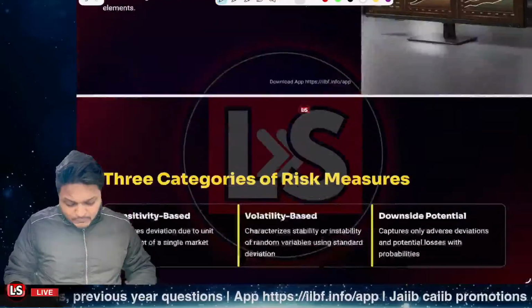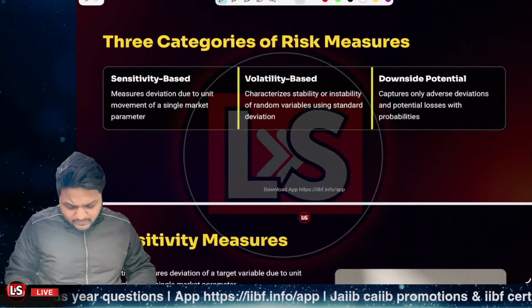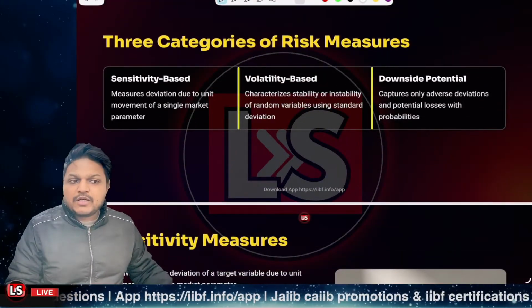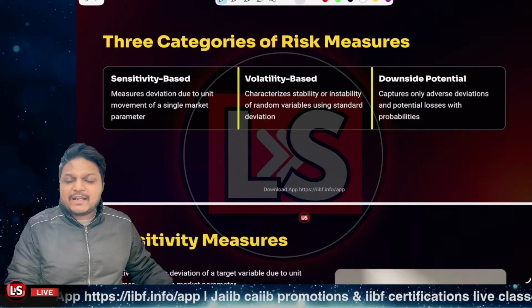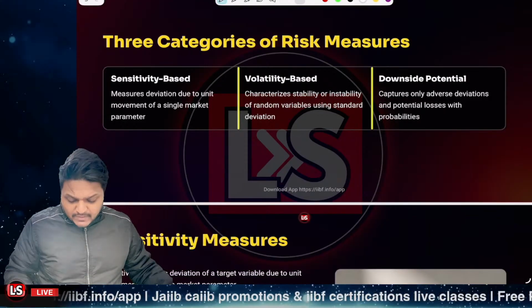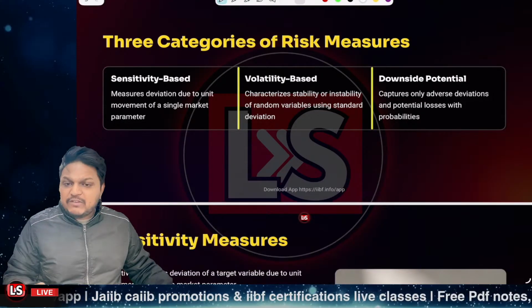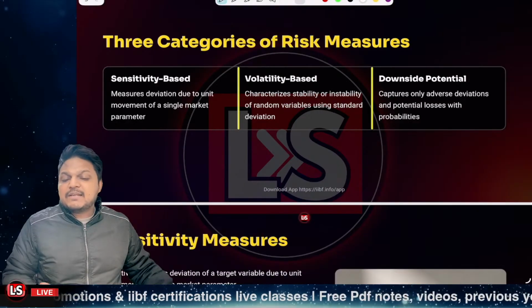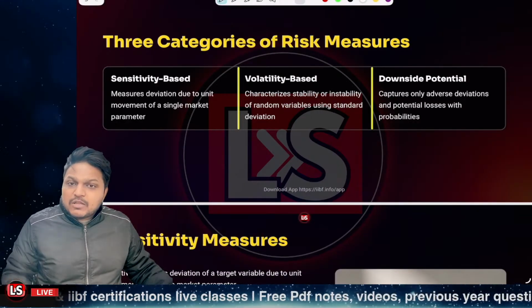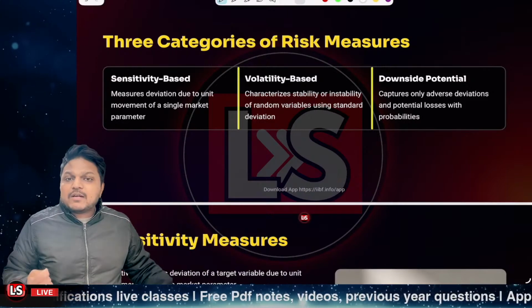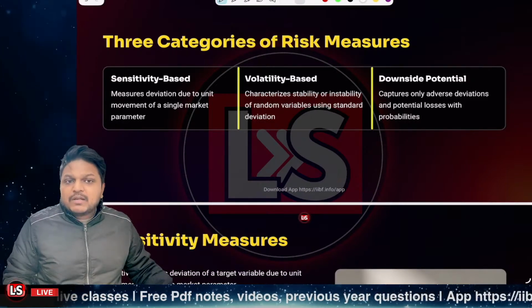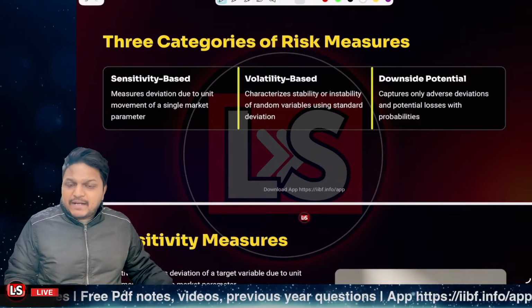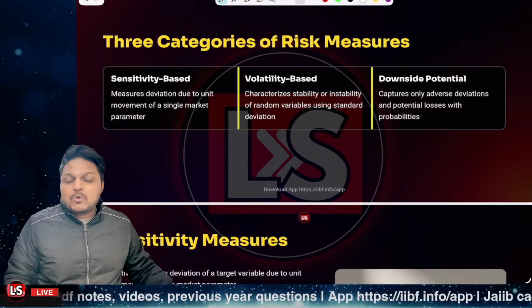And now let's move further. We are going to cover the three categories of risk management. Now what are the three categories of risk management? First one, we have the sensitivity based, where identification can be done on sensitivity. Second one is based on volatility, and the third quantitative measure where the risk can be classified is based on downside potential.